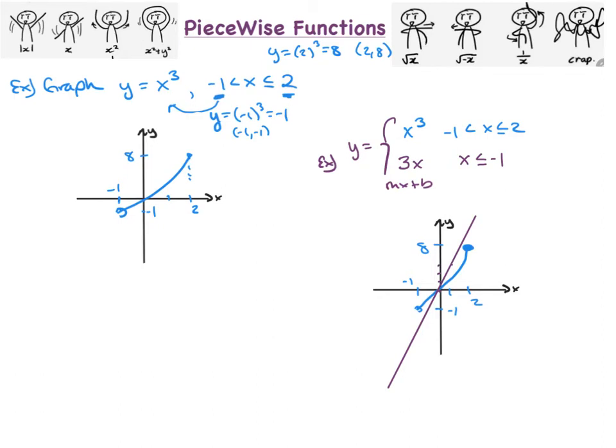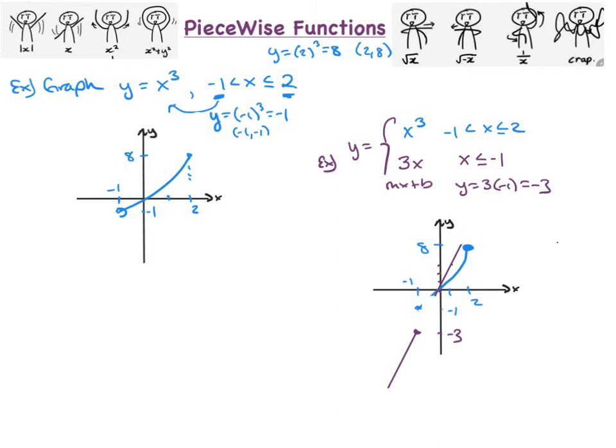But I only want a piece of it. I only want the piece when x is less than or equal to -1. So I really want to erase here at -1. It would be nice to know that starting point. Let's see, make my ruler go away. That would be 3 times -1 is -3. And since it's equal to, then I have a closed dot there, but I do want to erase my line.